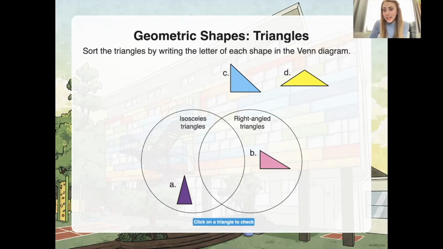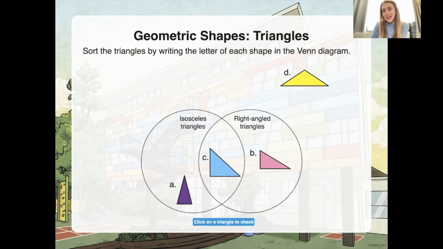Now, C has got a right angle, so I know it definitely is a right angled triangle, but 2 of those sides also look like they are the same length to me. If you just tilt your head ever so slightly, the line that is vertical and the line that is horizontal, they look about the same length. Now, it's quite often difficult to see on the computer screen, but I think that is an isosceles triangle as well as being a right angled triangle. So I'm going to put that one in the middle.